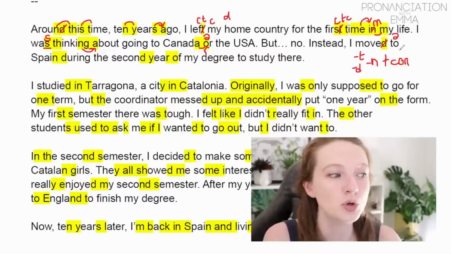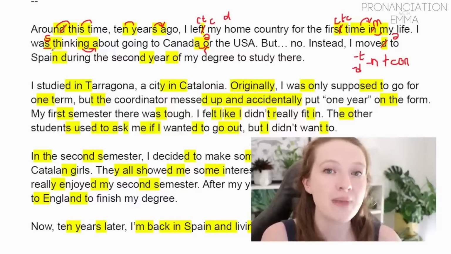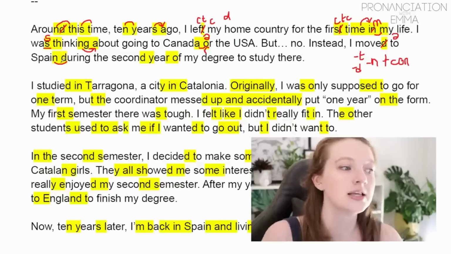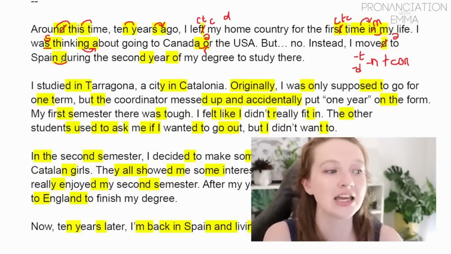If you're not sure what I'm talking about when I say weak forms, then I do have a video in the description talking about sentence stress. So please go and watch that video because this will make a lot more sense. So I moved to Spain. Spain during. So we're connecting those together, not Spain during. Spain during. Spain during the second year.